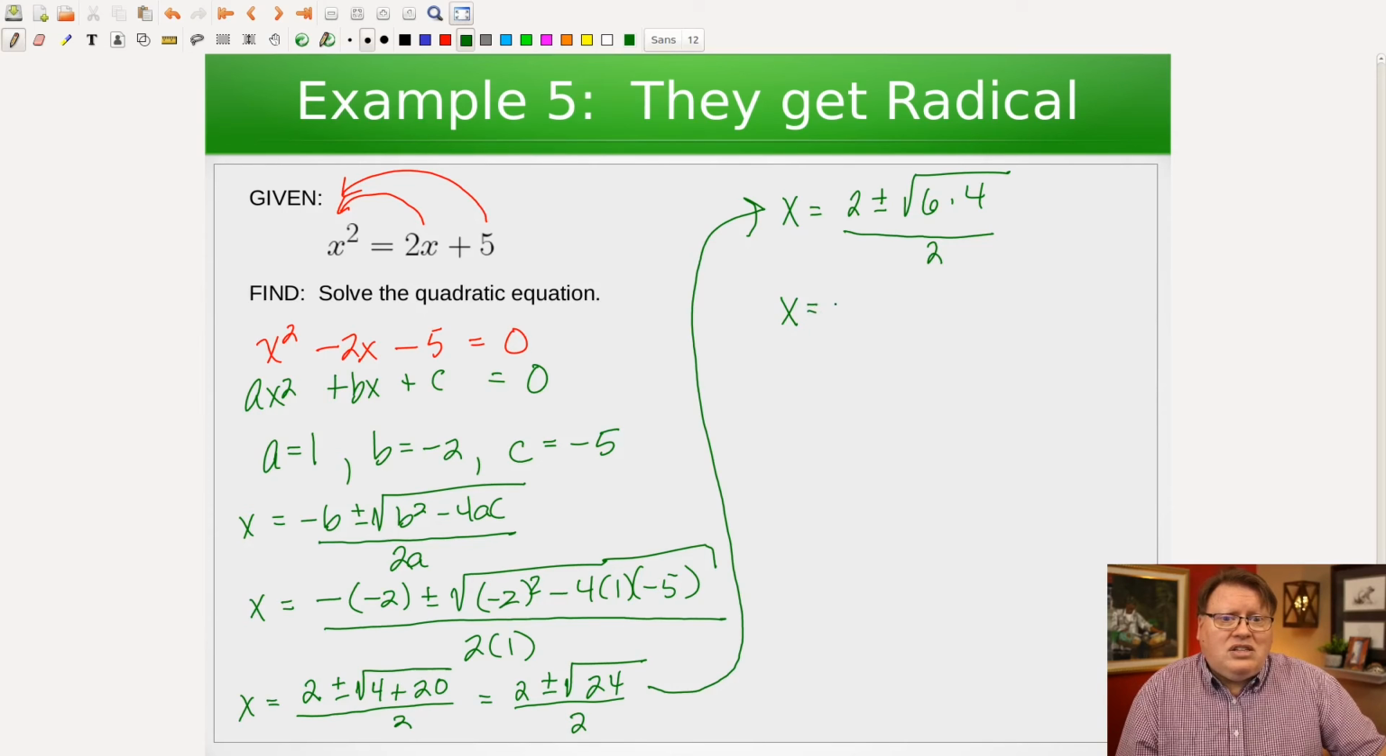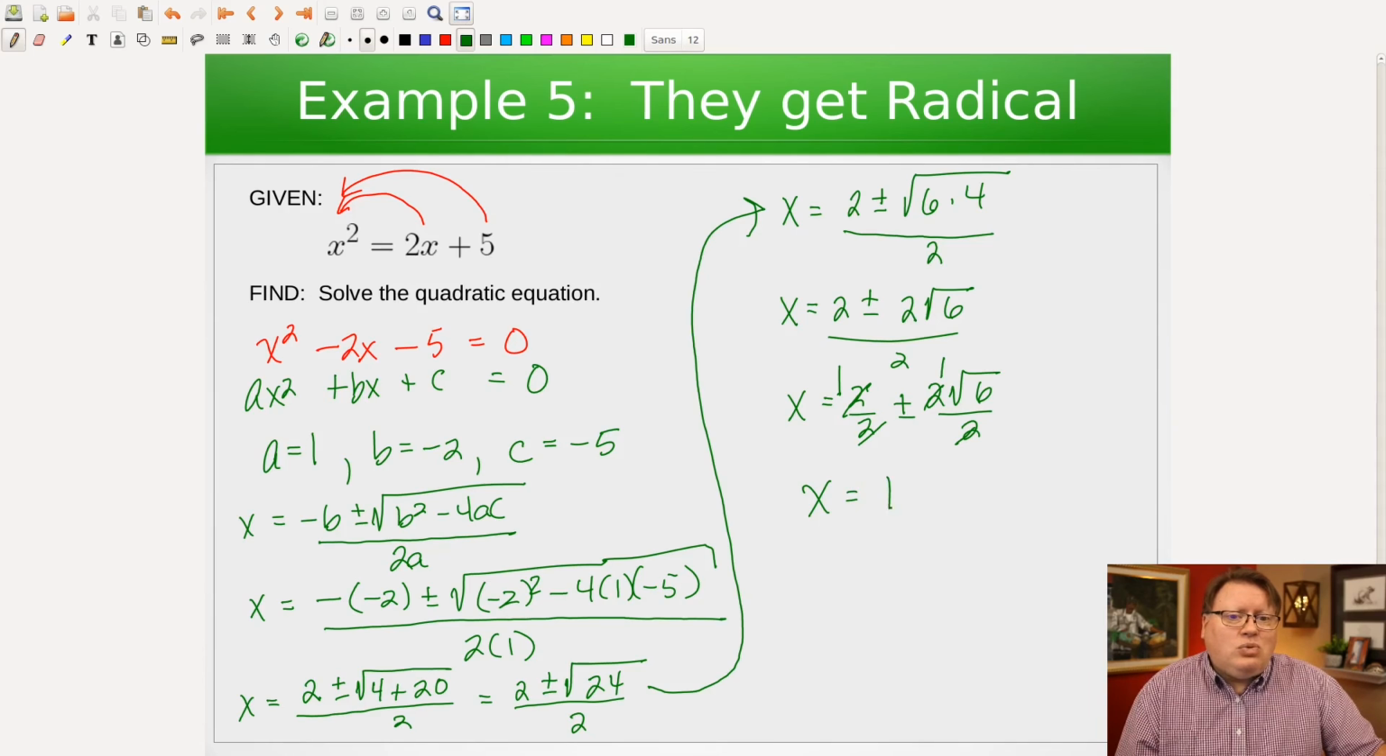So we have x is equal to 2 plus or minus. The square root of 4 is equal to 2 times the square root of 6. That 6 stays under the radical. And then I divide by 2. Now, notice right here, I can divide 2 into the first term and 2 into the second term. So this is really 2 over 2 plus or minus 2 square root of 6 over 2. Our 2's cancel and give you 1. 2's cancel here and give me 1. So my x is just 1 plus or minus the square root of 6.